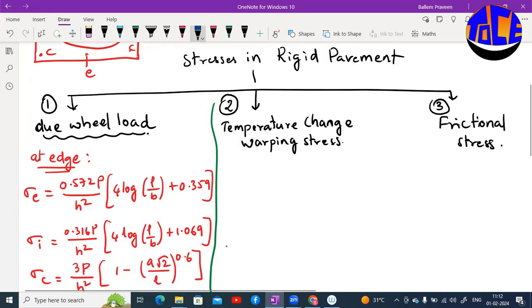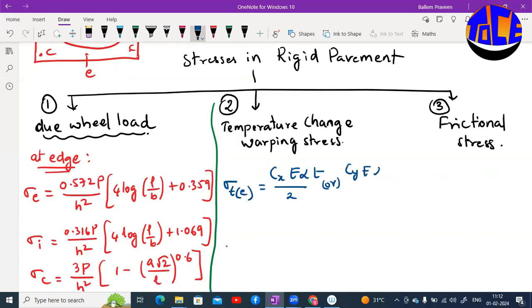So now let us see the stress due to this temperature variation at edge. That is equal to Cx E alpha T by 2 or Cy E alpha T by 2. From these two equations, whichever is greater, that value will be used. Whichever is higher, that value will be the stress due to temperature variation at edge.